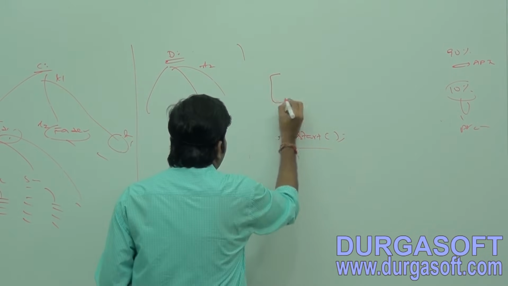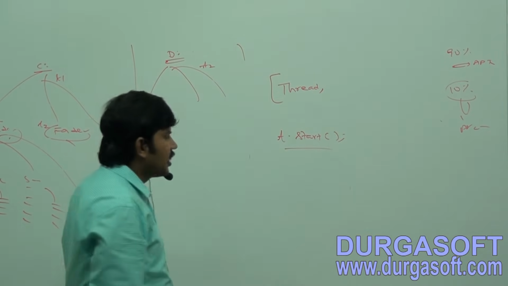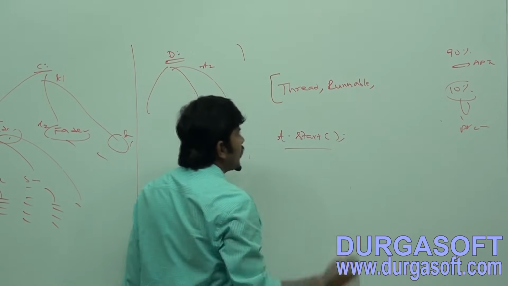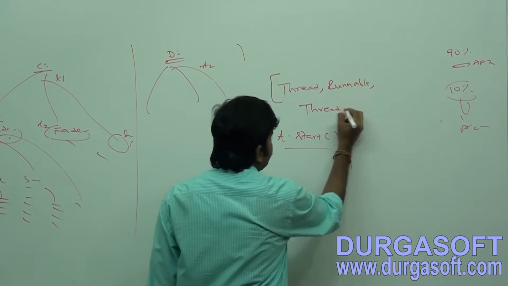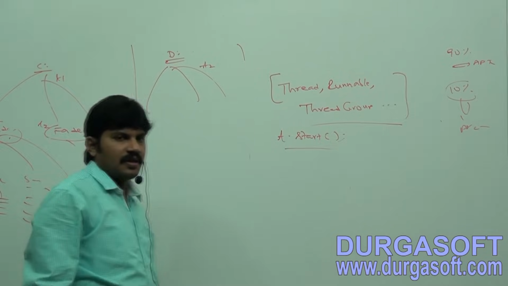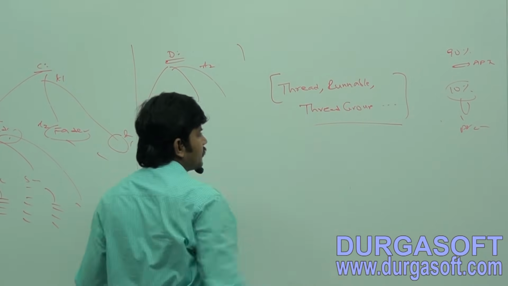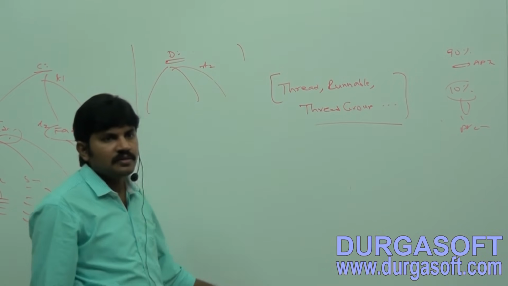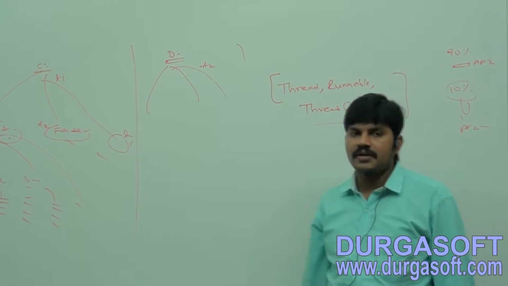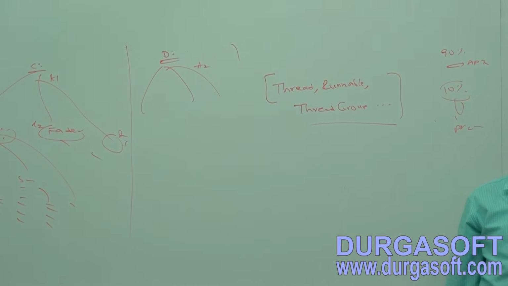Within brackets, Thread is an API class. Runnable is an interface. ThreadGroup, and so on. Are you able to understand? So this is the basic introduction to multi-threading. Now I hope the terminology is very clear for all of you, right?